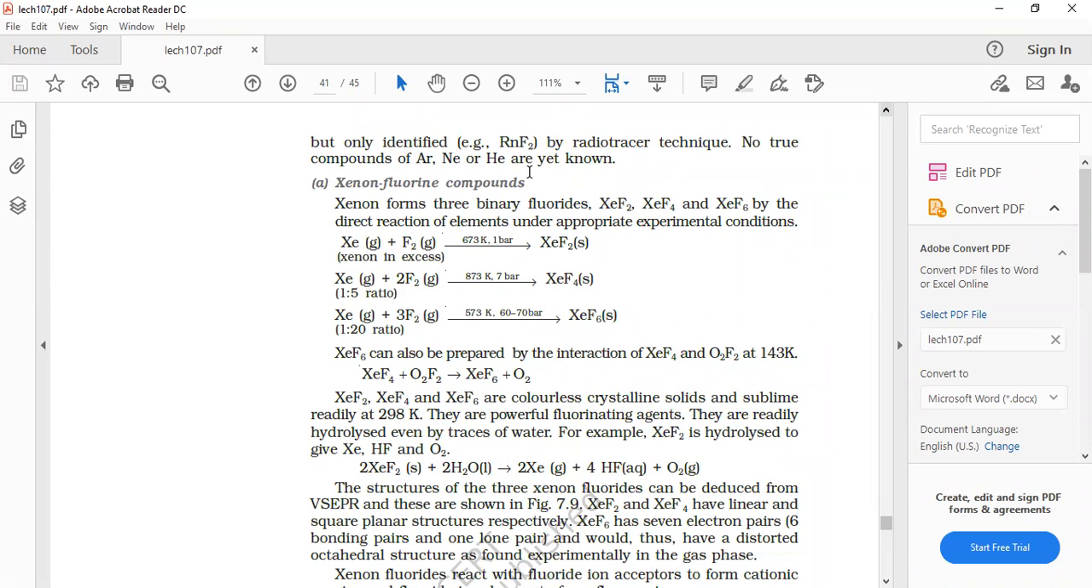Another process by which we can form XeF6 is the reaction of xenon tetrafluoride with O2F2 at 143 Kelvin. It forms XeF6 and dioxygen gas. Physical properties: all xenon fluoride compounds are colorless, crystalline solids and sublime readily at 298 Kelvin. Sublimation means it directly converts from solid to gas, without passing through a liquid stage.